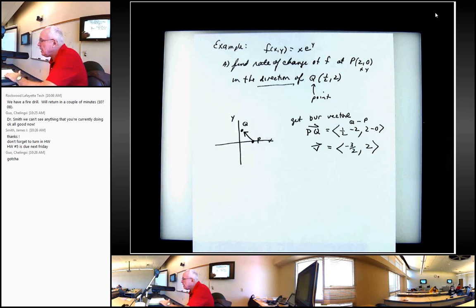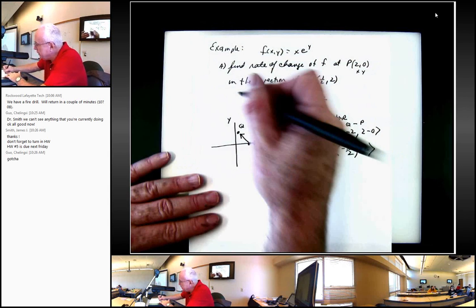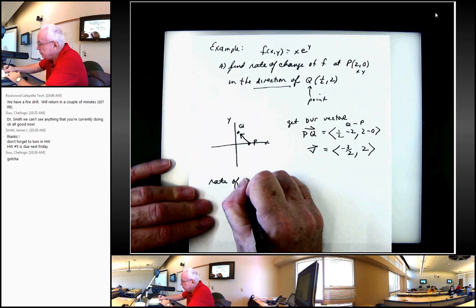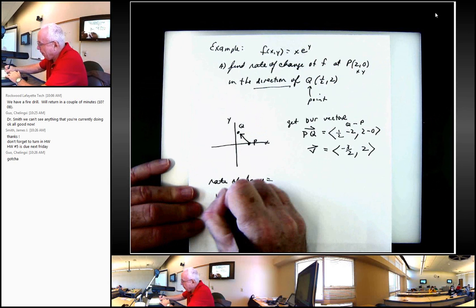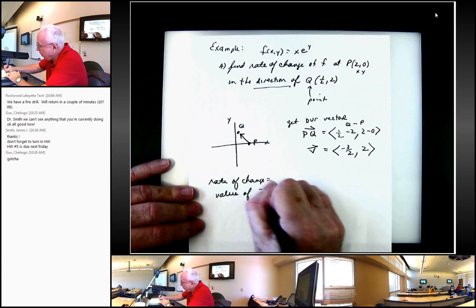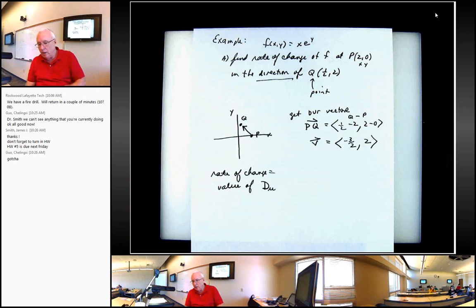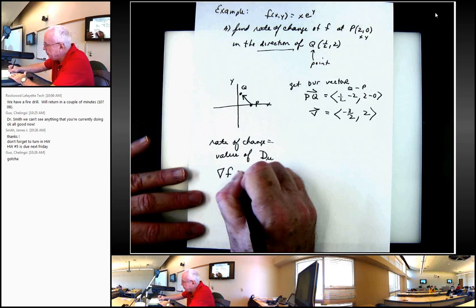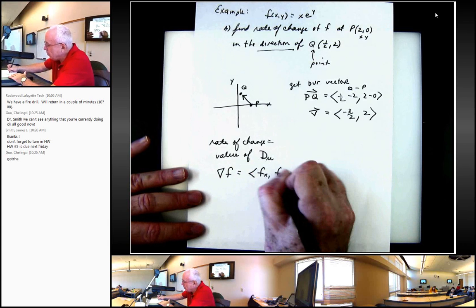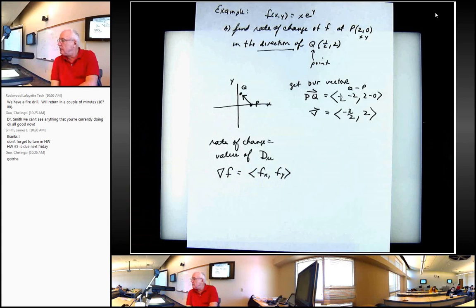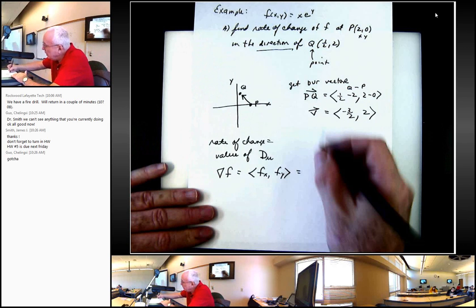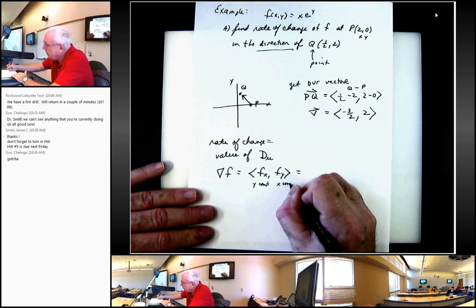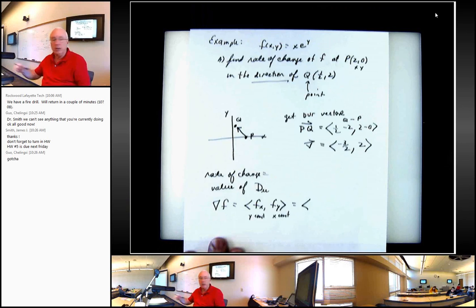Now, what we're really looking for is the rate of change, which is going to be the value of our directional derivative. To get our directional derivative, first of all, we need to get our del f. That's the fx and the fy. So let's obtain those. For fx, y is constant. For fy, x is constant.